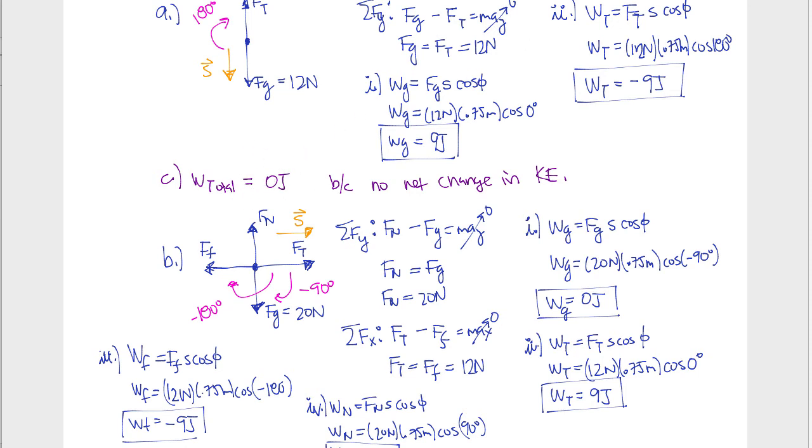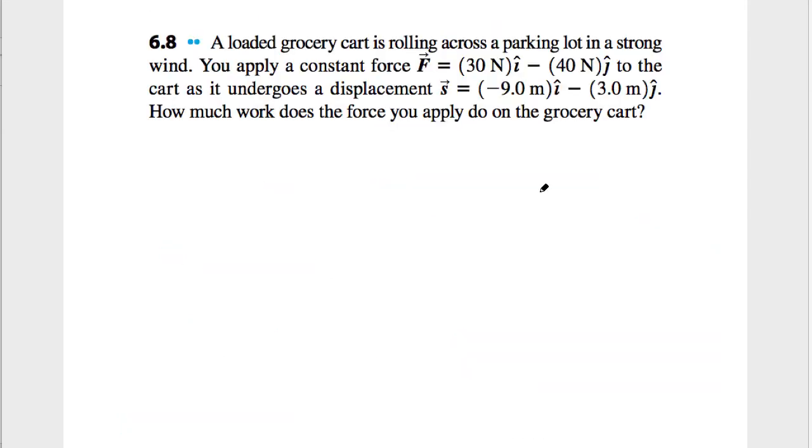our work energy theorem. For question 6.8, we have a grocery cart to which we apply a constant force given by this vector here. So I'm going to rewrite that. So this force is 30 i hat minus 40 j hat, and that's newtons. And the cart undergoes a displacement given by this vector s, and so that vector I'm going to rewrite as well. So that's negative 9 i hat minus 3 j hat, and this is in meters. And so how much work does the force you apply do on the grocery cart?